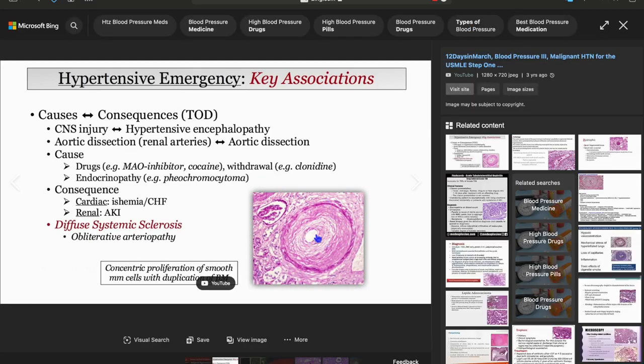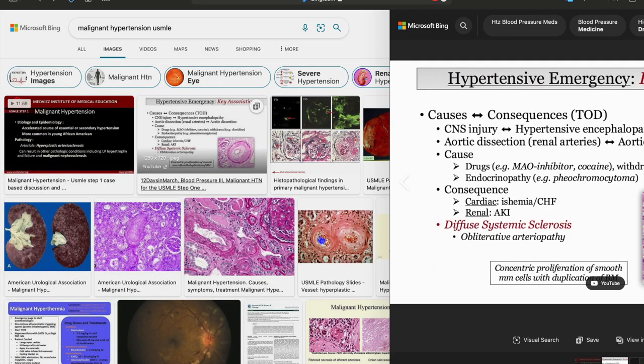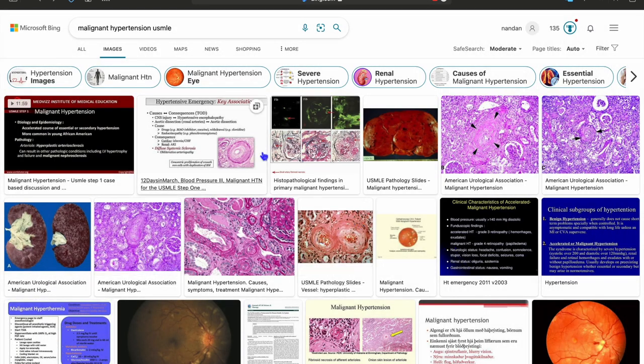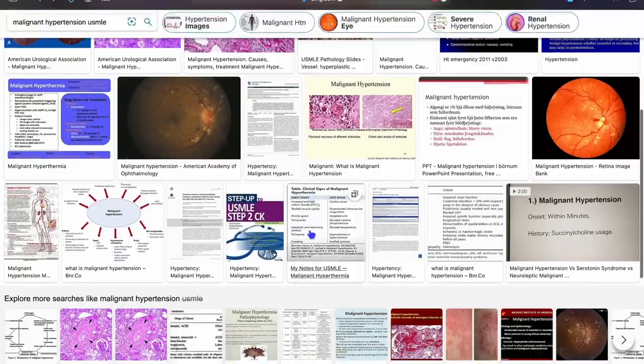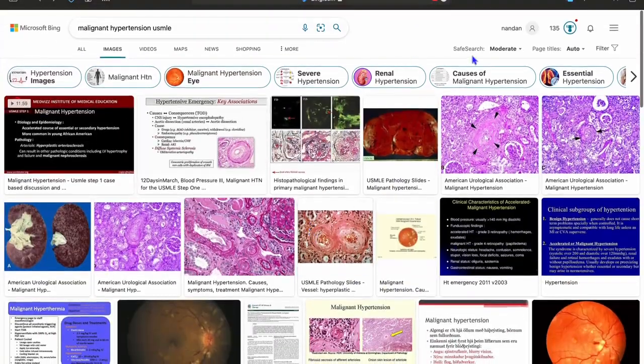Like that, right? So you'll see an onion layer, and you only see this kind of thing in malignant hypertension. You won't see it in normal hypertension. In normal hypertension, you only see a hypertrophy of one of the layers.